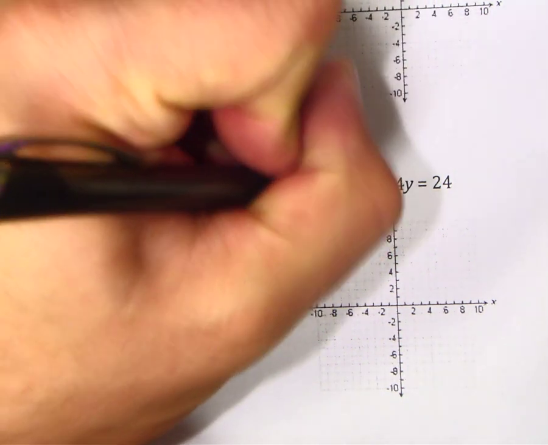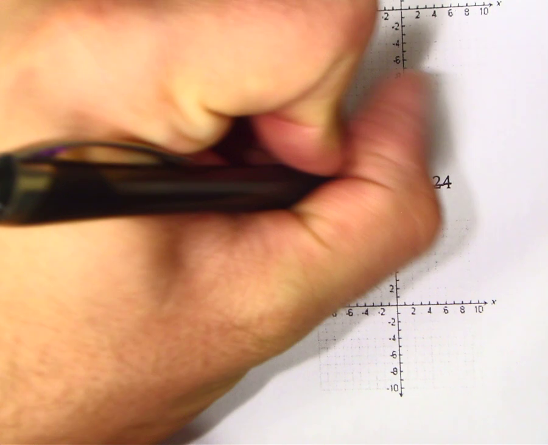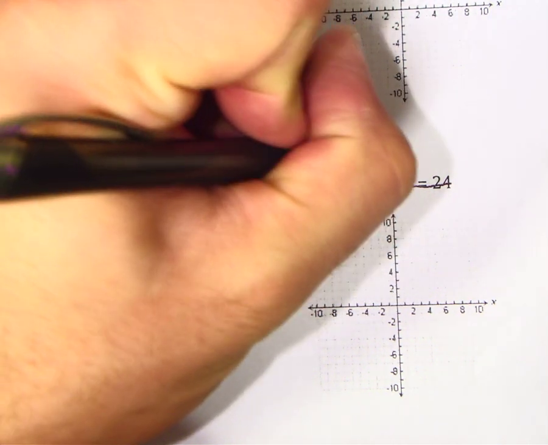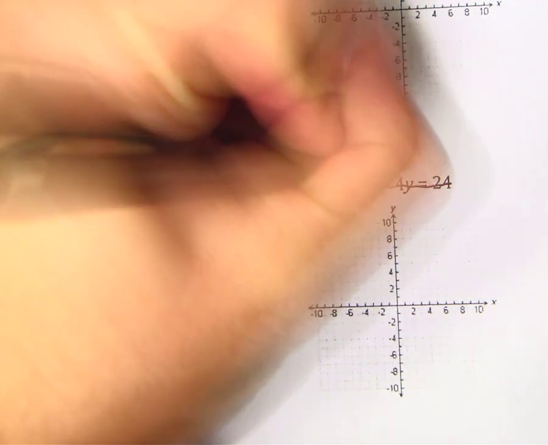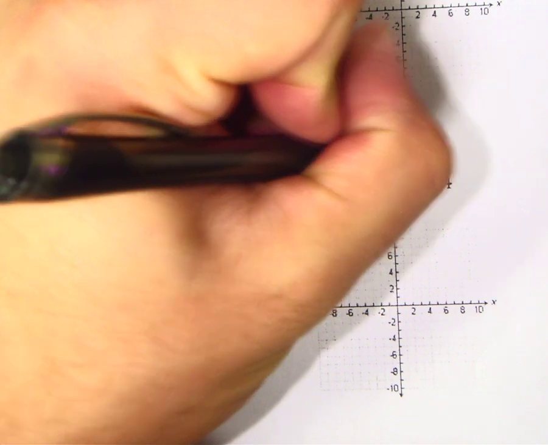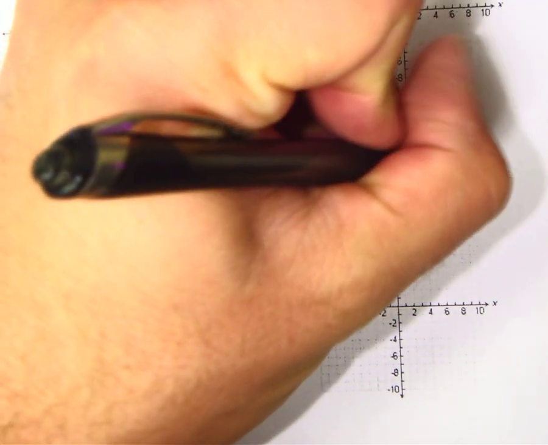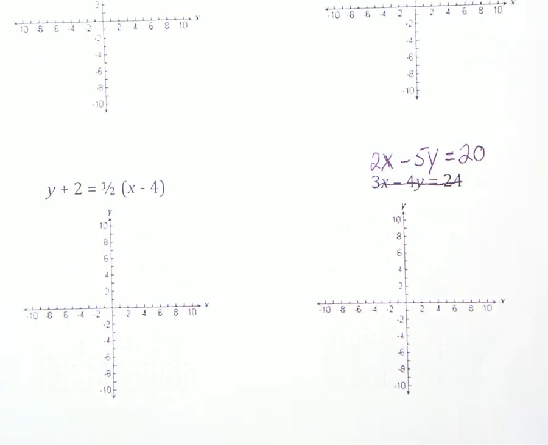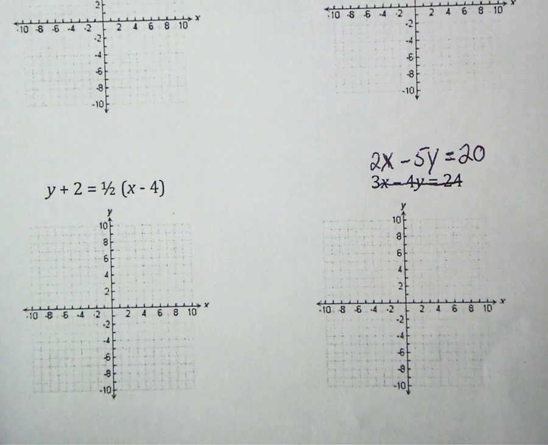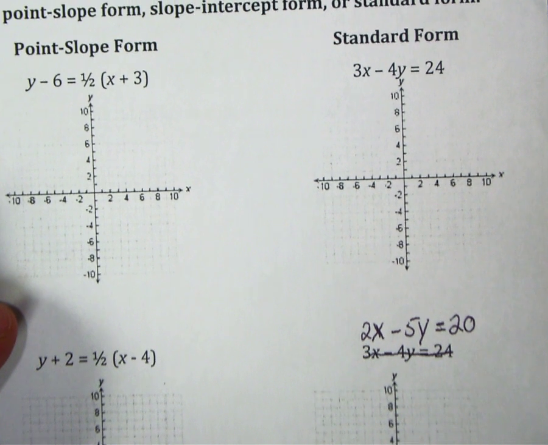We're going to change the second one, just cross it right out, and change it to 2x minus 5y equals 20. So again, that's 2x minus 5y equals 20. All right, let's go back up to the top one though.